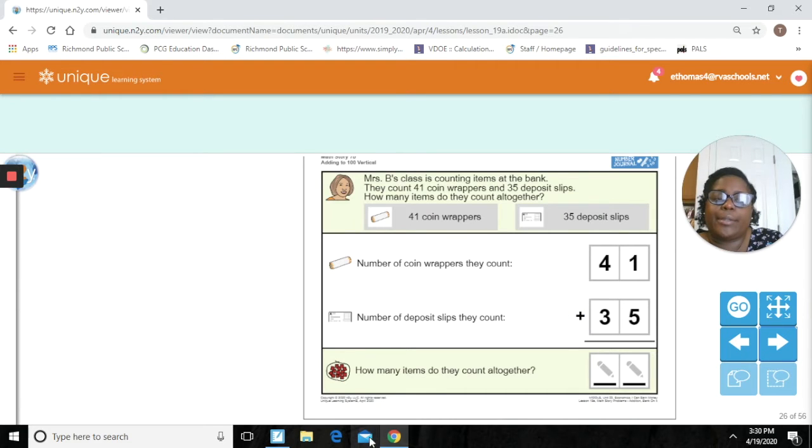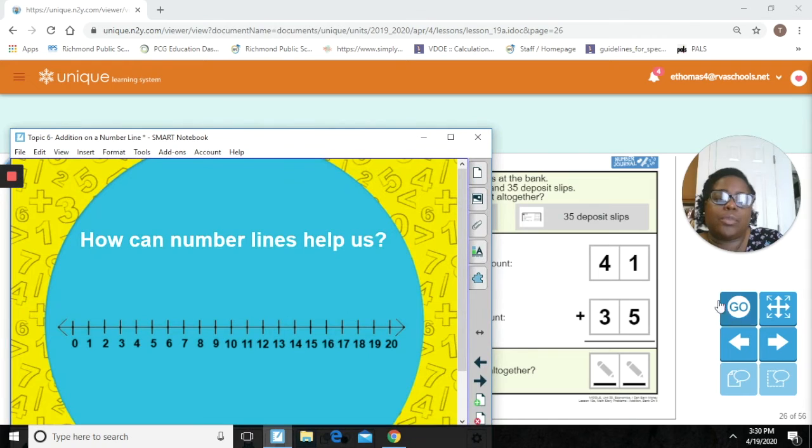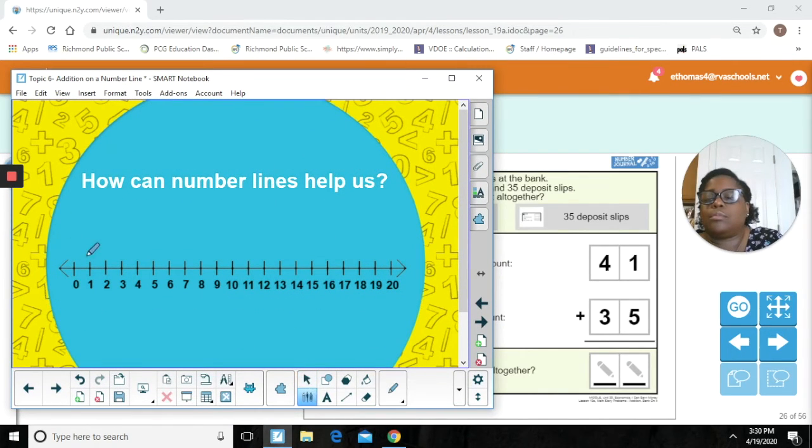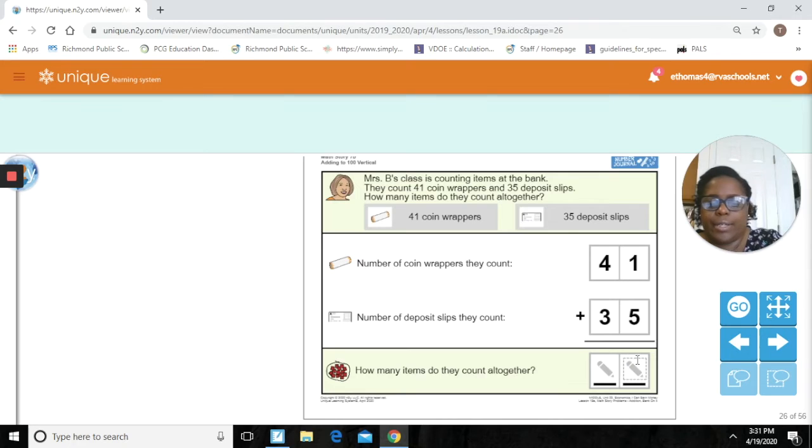Okay, let's pull up our number line. So we're going to start here with the number what? 1. And we're going to count for how many spaces? 5. So let's do that. 1, 2, 3, 4, 5. What's our answer? 6. So let's write 6 right here. Now we're going to come to the numbers that are in the tens place, okay?